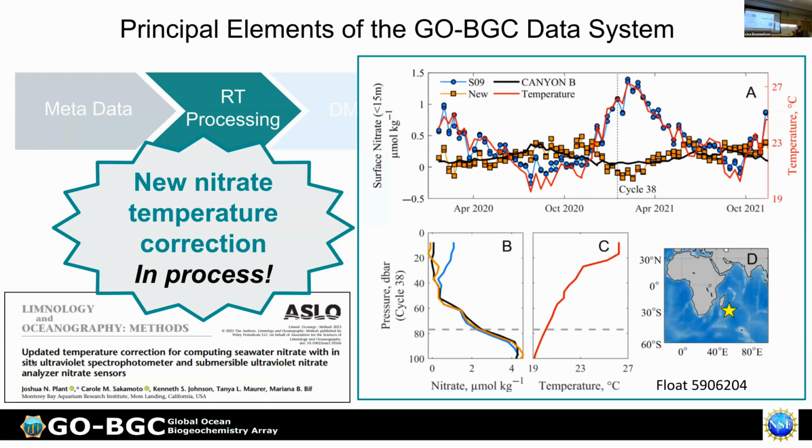Okay. A few new things that are about to come online or have been implemented recently in terms of real-time processing: Envari is in the process of implementing a new nitrate temperature correction, from a paper that just came out led by Josh Plant, and this is a figure from that paper. I'm not going to go into all the details, but essentially, the old nitrate correction process was highly correlated with temperature at very low nitrate values, and that's been corrected now, so we should get much better measurements near low nitrate concentrations.